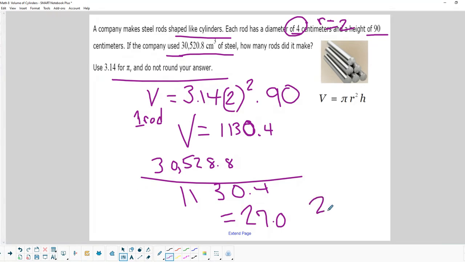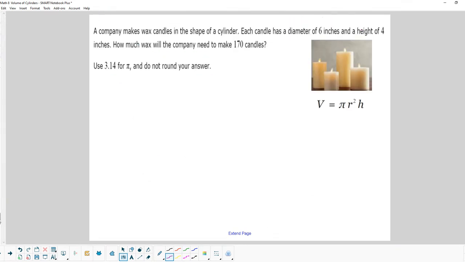27 rods. And they might make these so that they can send these rods to somewhere else where they can take the steel and use them for some other manufacturing process. Okay, how about candles? That's a good one.